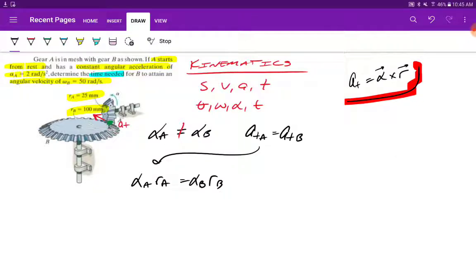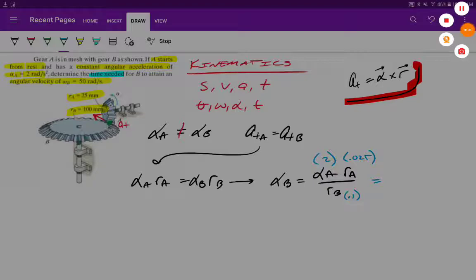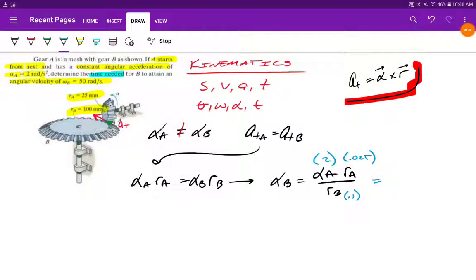So keep it moving. We're just going to say alpha of B equals alpha of A times RA over RB. I know those values. Alpha A was 2, RA is 0.025, and RB is 0.1. All right, so that being said, alpha of B is going to be 0.5, and that'll be radians per second squared.